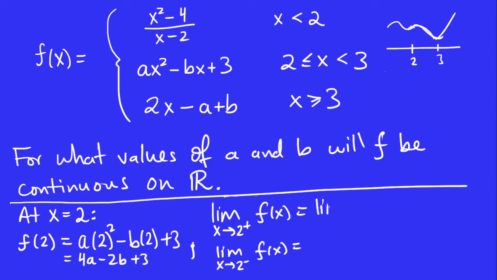Now, the way we do this is that we remember that whenever we do a right or left limit, we kind of know where x is. If x is going to 2 from the right, that means x is a little bit bigger than 2.